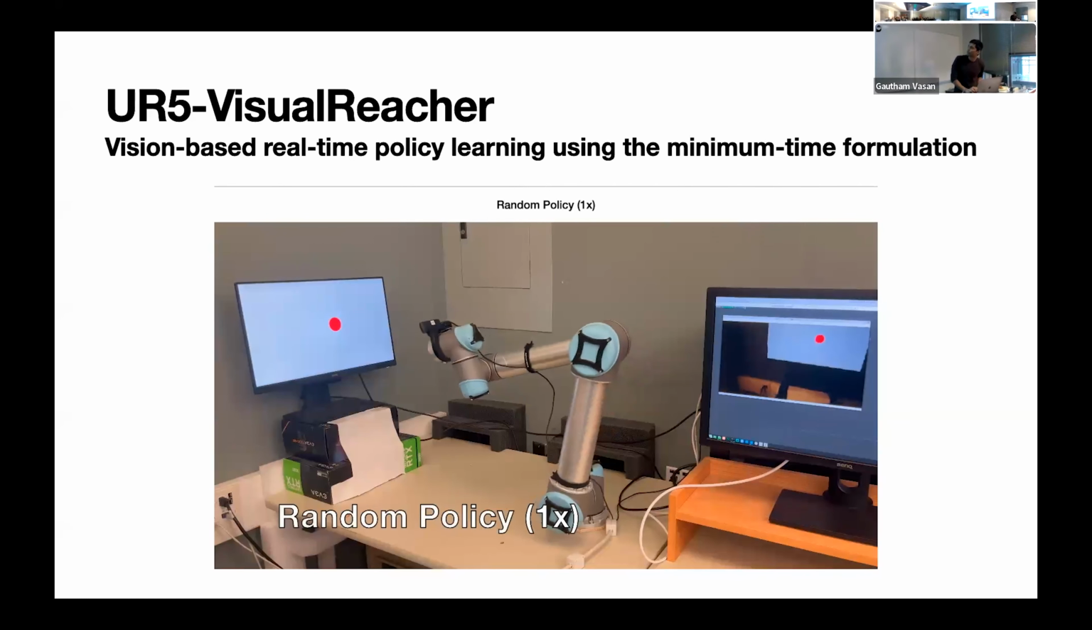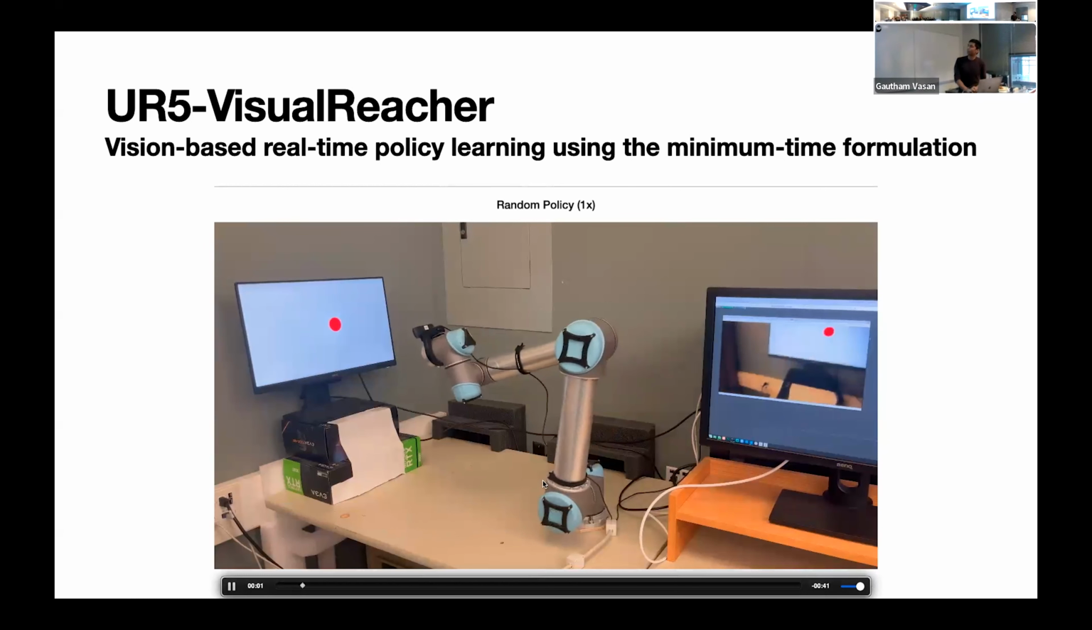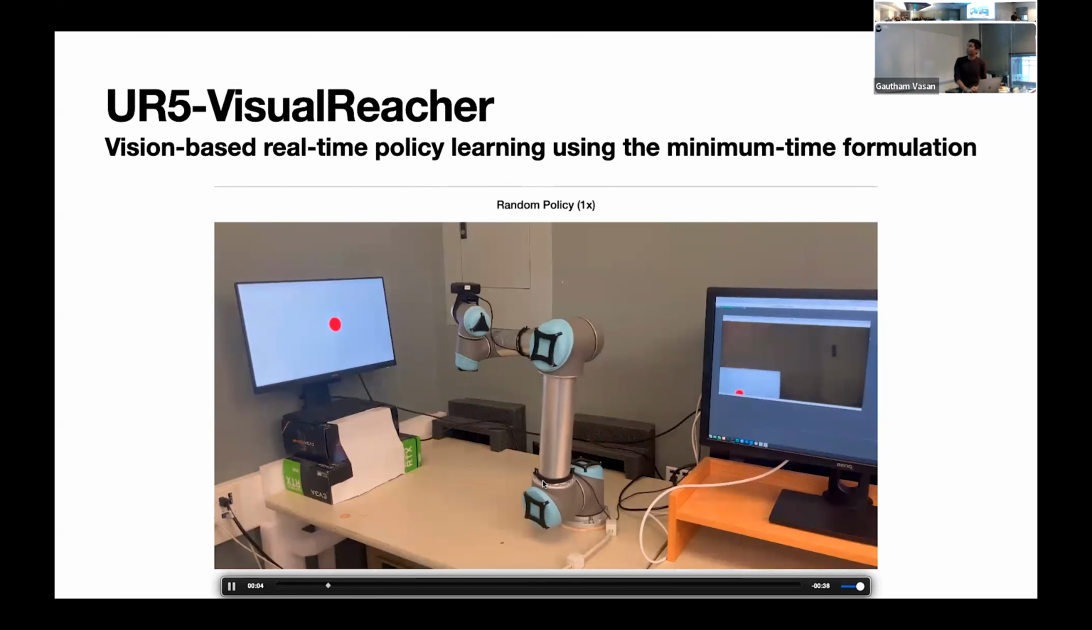So the first thing I'm going to show you is the UR5 task. So you have this UR5 arm here. There's a red target on the screen. The goal is to reach this target as soon as possible. So this is the performance of the random policy.